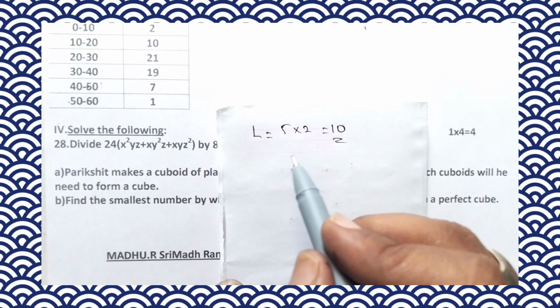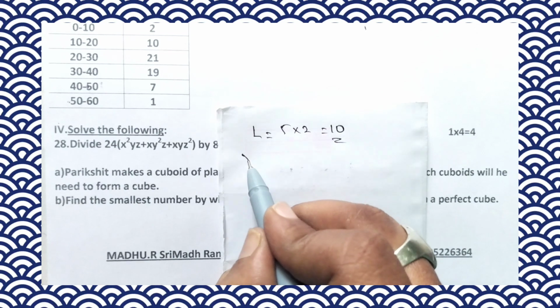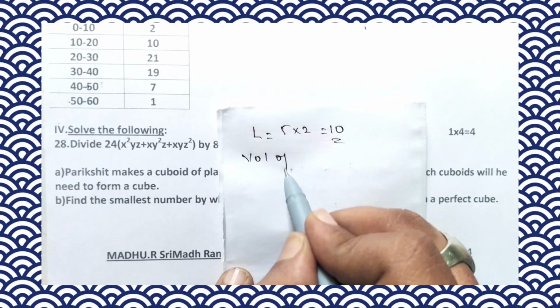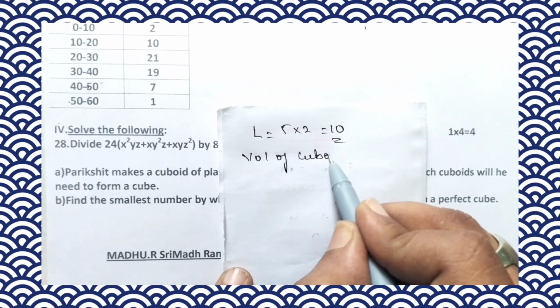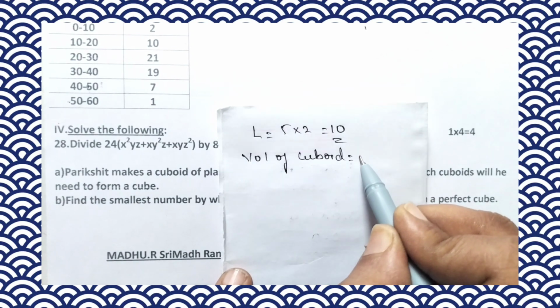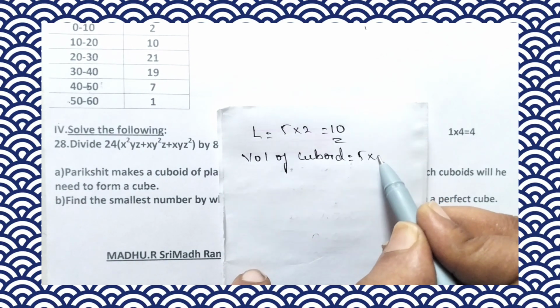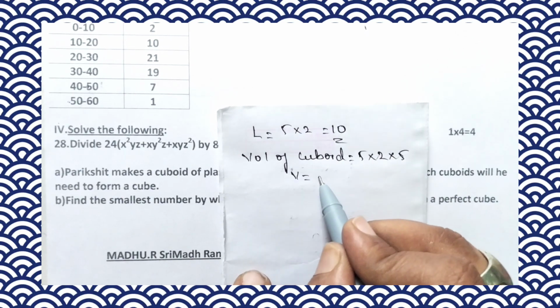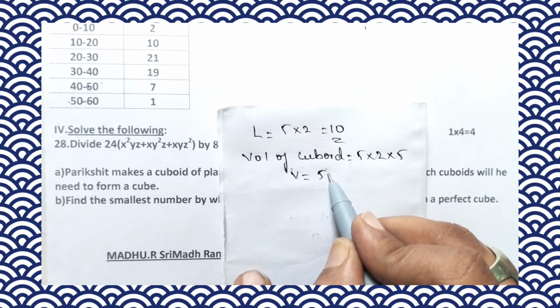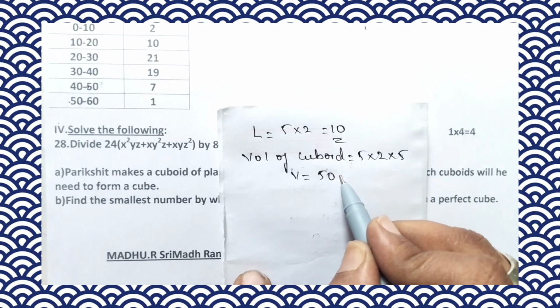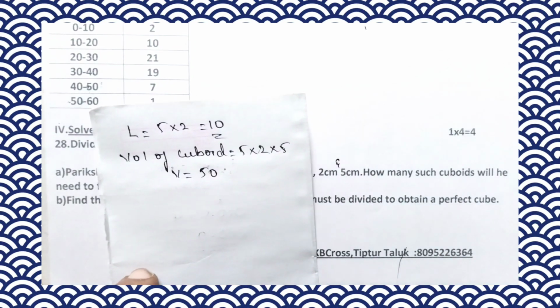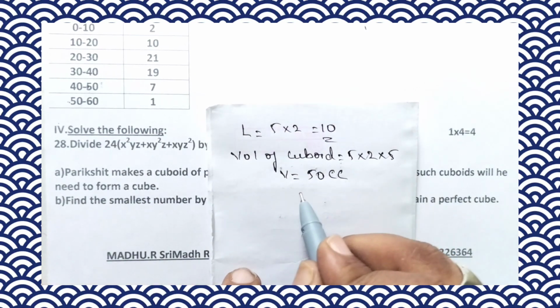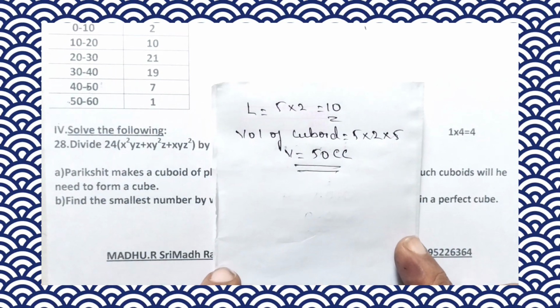Now first I will find out the volume of the cuboid. What is the volume of a cuboid? Length into breadth into height. Length is 5, breadth is 2 and height is 5. So volume of cuboid is equal to 5 twos are 10, 10 fives are 50. So it will become 50 cc. This is the volume of the cuboid.